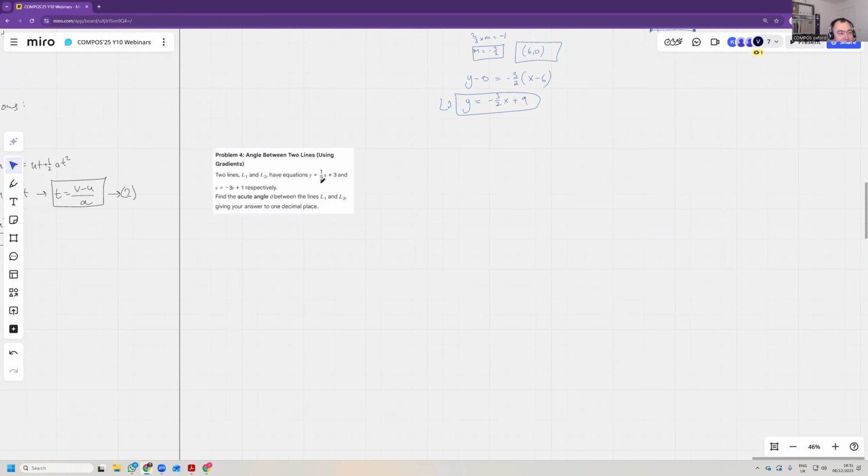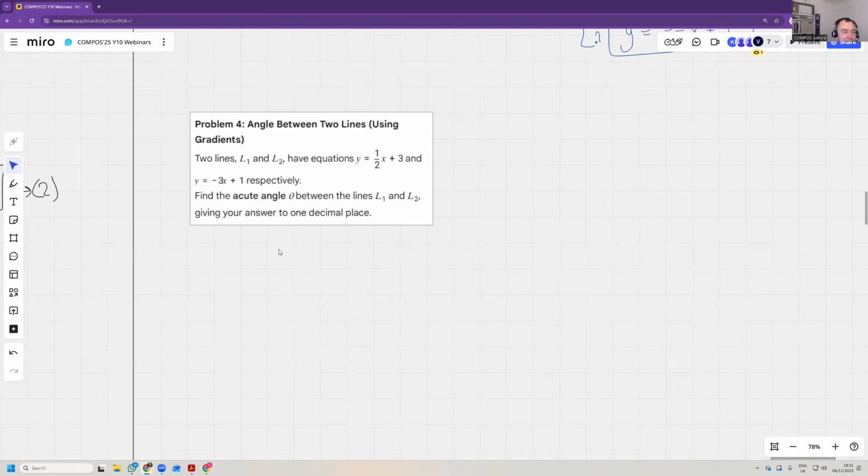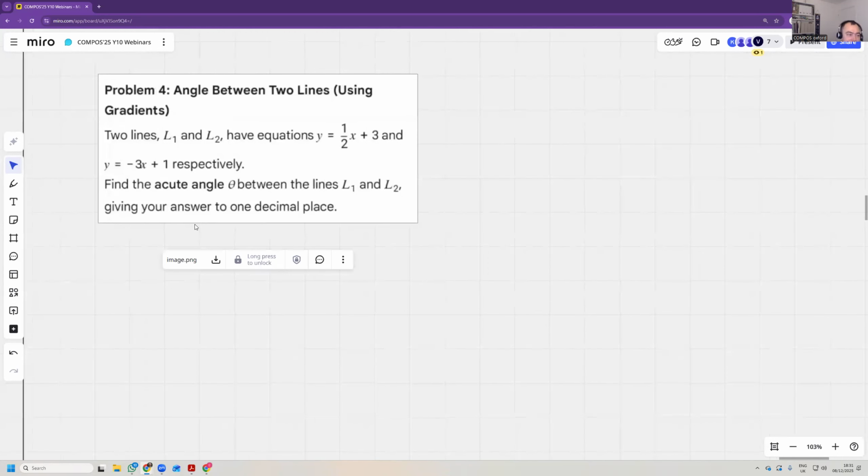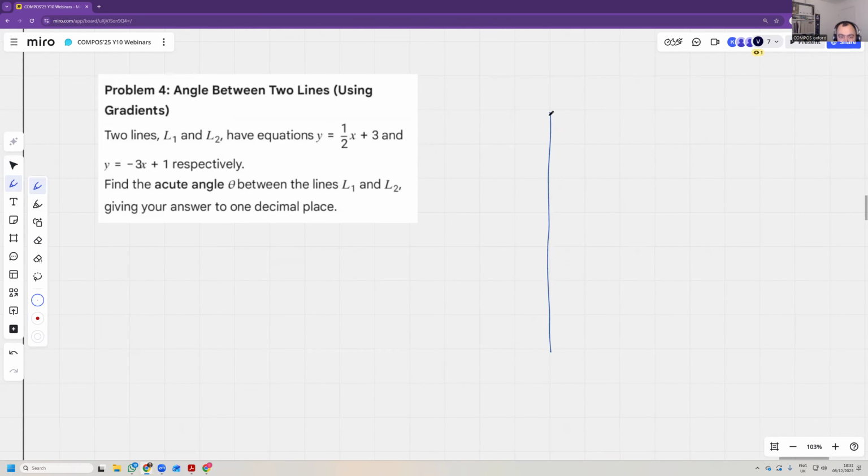Angle between two lines. All right, I like this one. Angle between two lines using gradients. So two lines, L1 and L2, have these equations. Find the acute angle between the lines L1 and L2, giving your answer to 1 decimal place. Okay, so we have a straight line, and it has a gradient of 1/2. So this is line L1. And the equation is y equals 1/2 x plus 3.